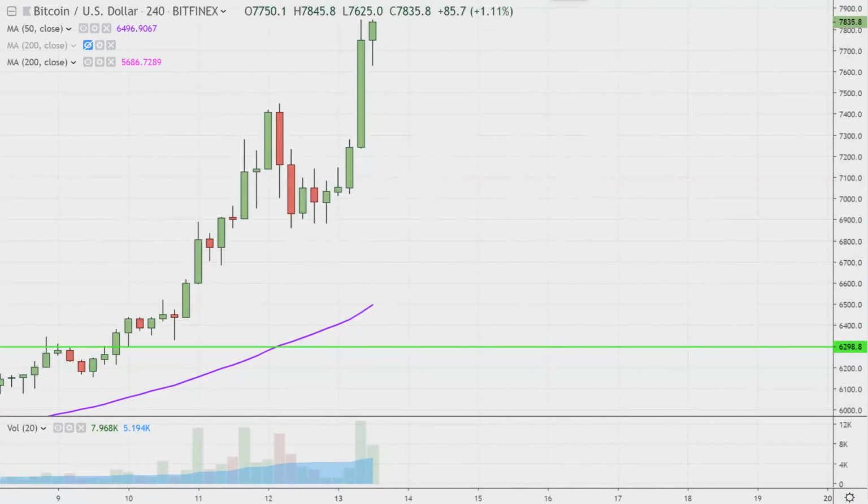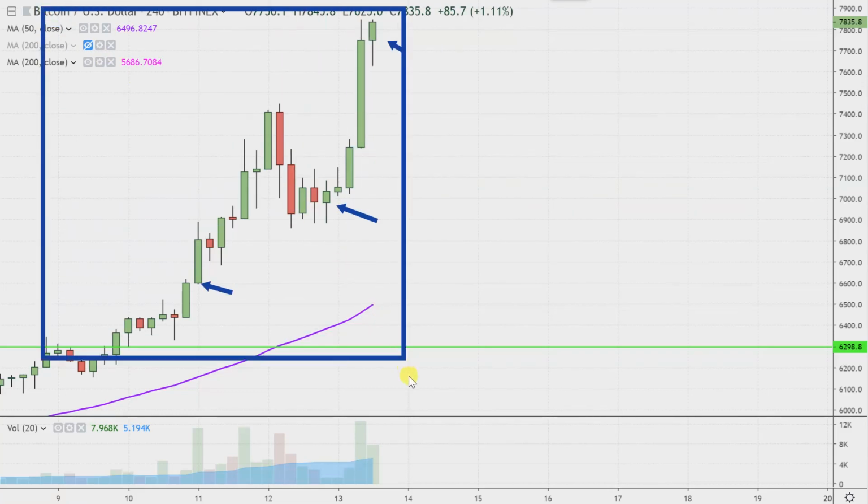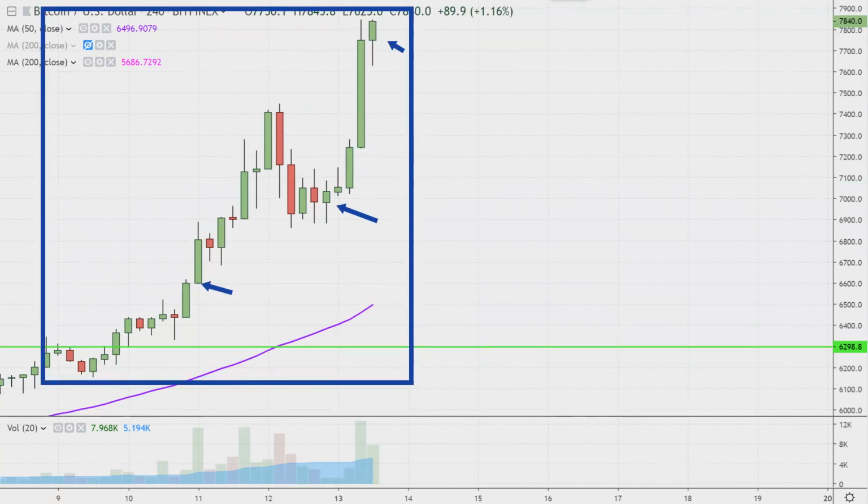Real quick, what do I mean by 4-hour in case maybe you're new to charts? Instead of each one of these candlesticks here representing 1 day's worth of price action, which is what you would normally see, each one represents 4 hours. So this here may look like a couple weeks worth of time. It's actually just the past few days broken down into 4-hour time slices.